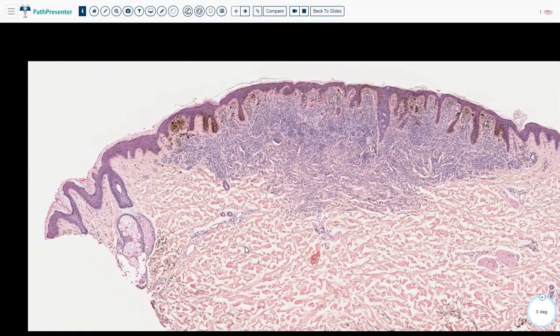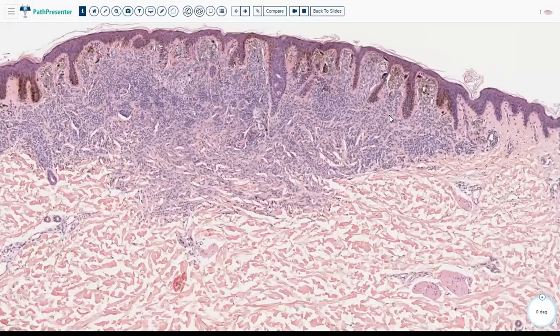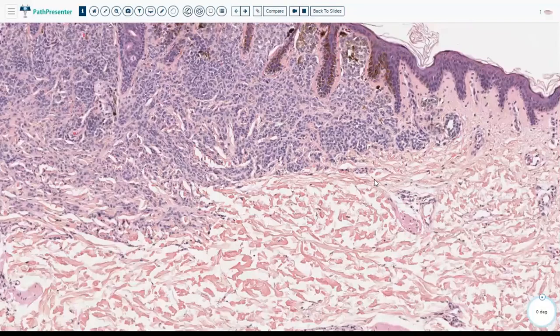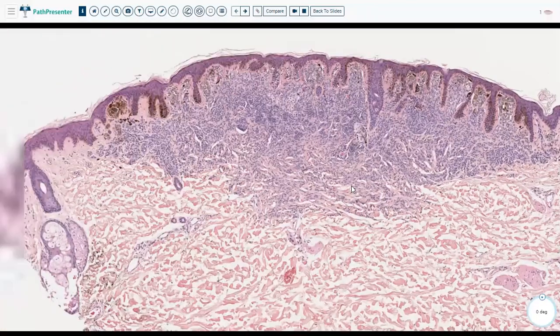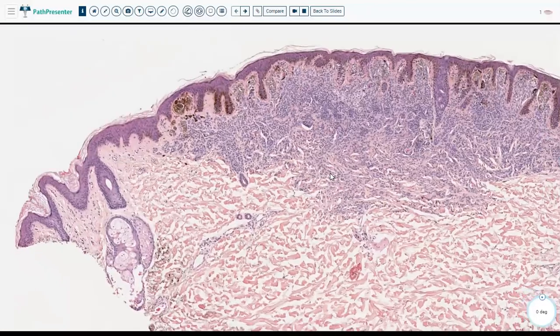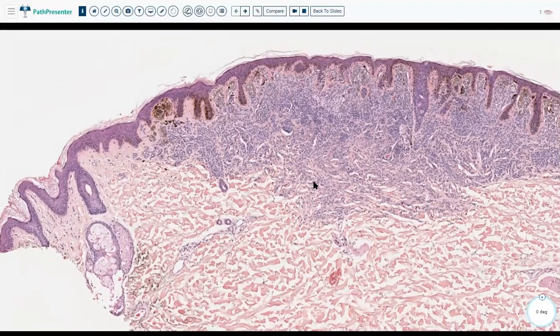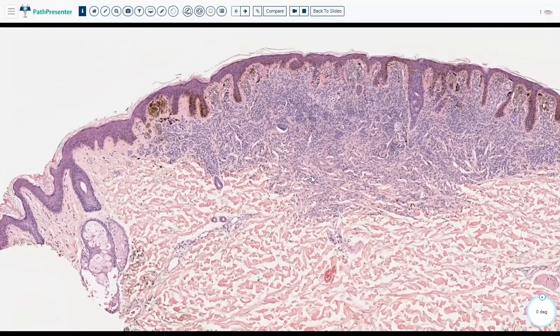The second important feature is how regular the edges are. Here, the borders of the lesion are very smooth all over the lesion. That's a very strong indicator that the lesion is of a benign nature. If it was malignant, you would see an invasive component, with melanocytes starting to dig into and push through the dermis.